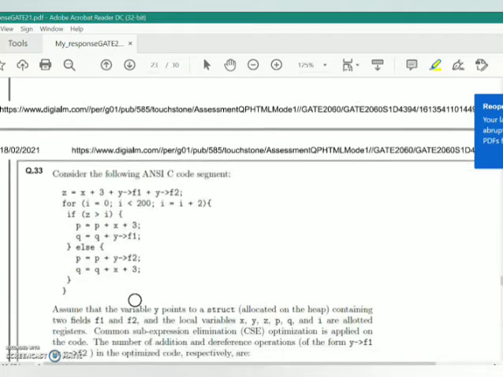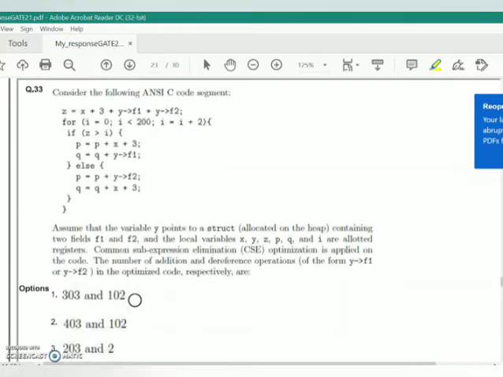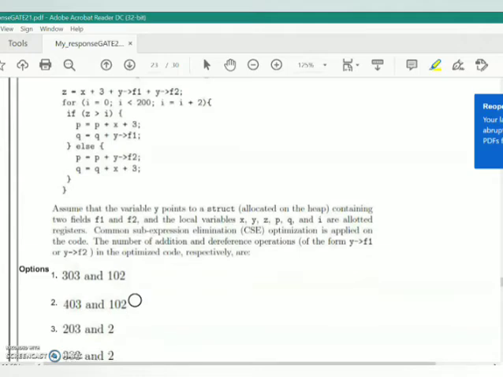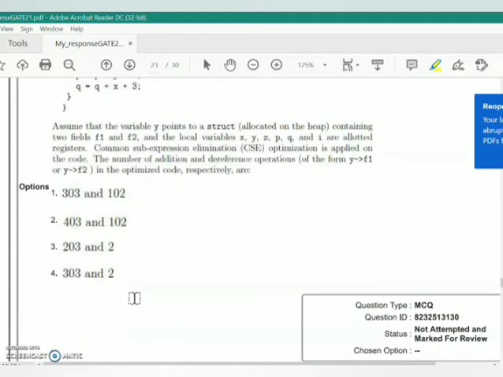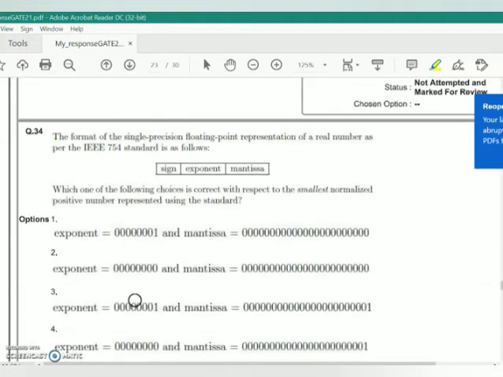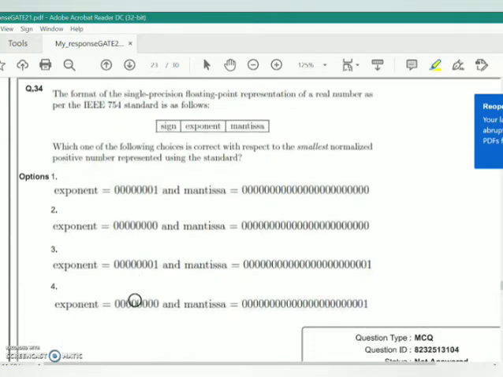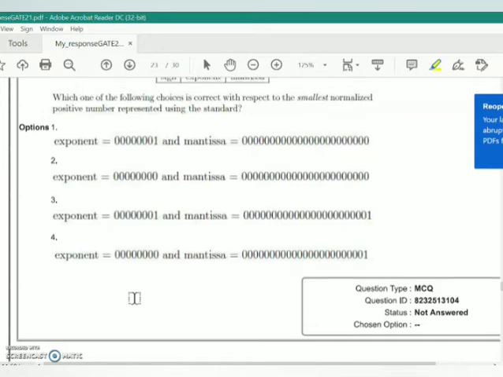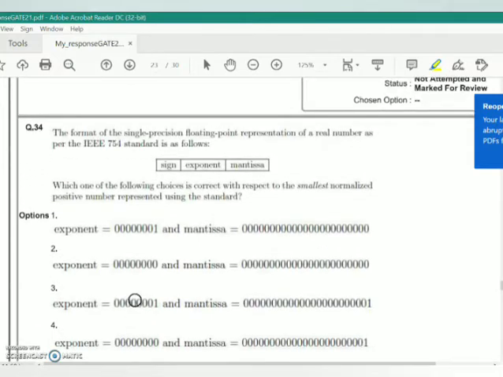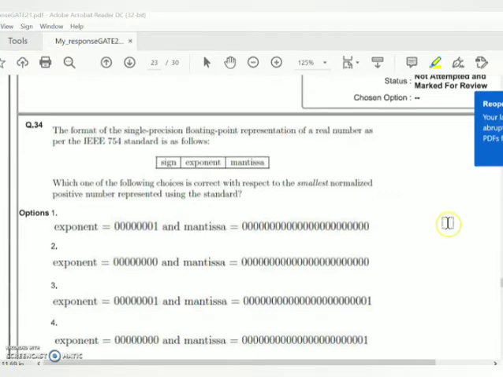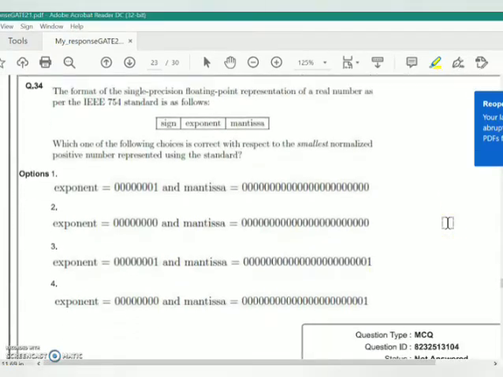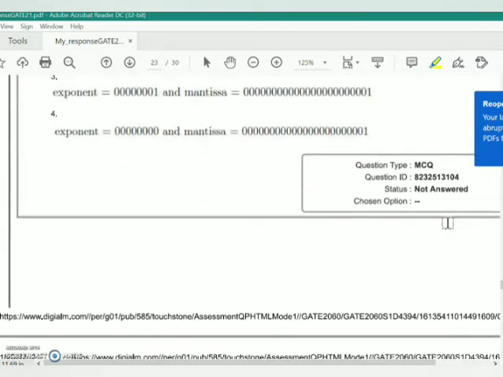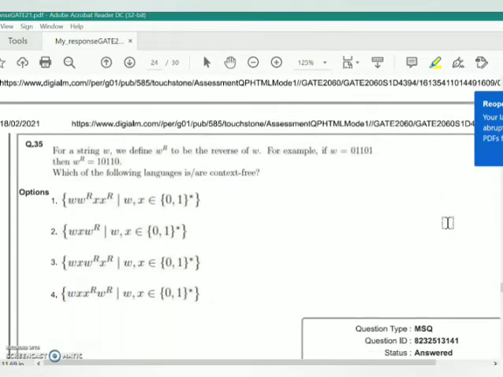Question number 33. Number of additions in the optimized code. Question number 34. Exponent equal to 0.00001. We have to calculate the exponent and mantissa part.